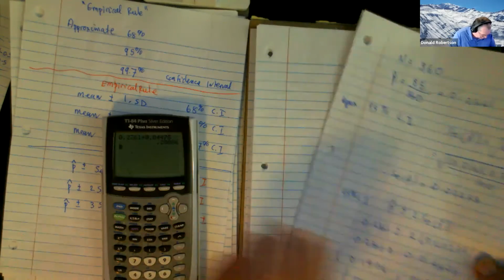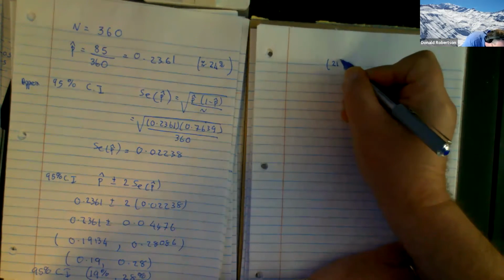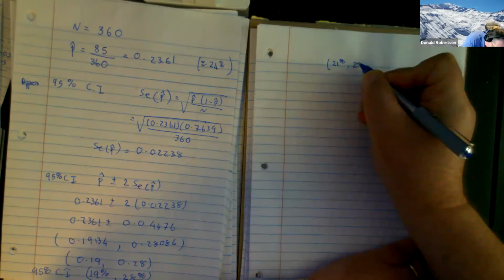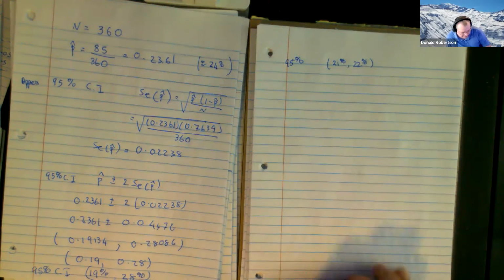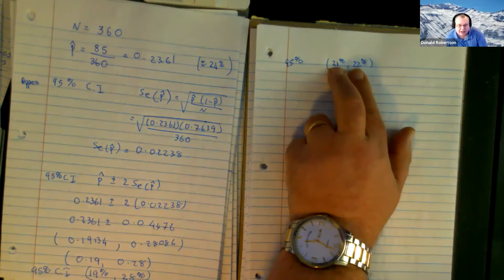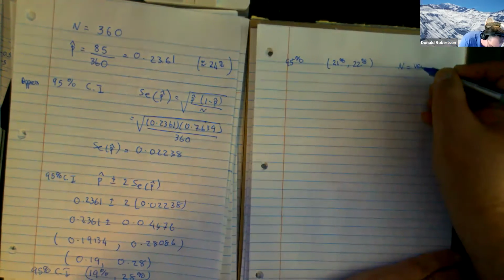Imagine I did another version of that story, and I got 21% to 22%, and that was a 95% confidence interval. I would only get this very narrow band if my sample size is very large.